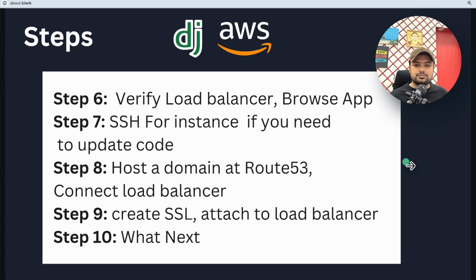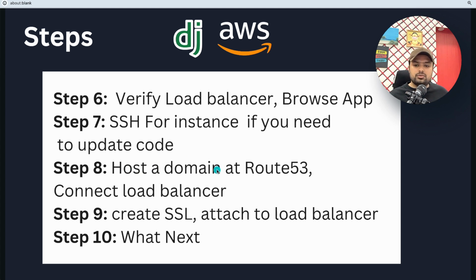Then in step 6, we will verify the load balancer and try to browse our application in the browser. Then we will SSH into the instance. If we need to update our code in the future, we need to do a git pull, so we will learn how we can connect with our instance and update our server.